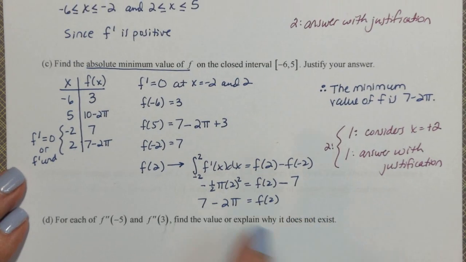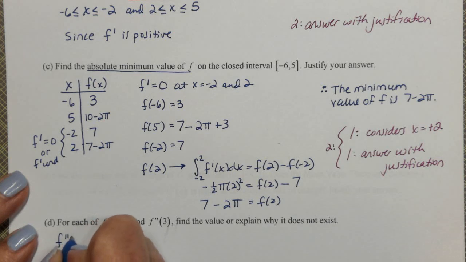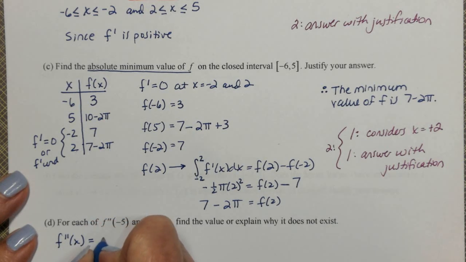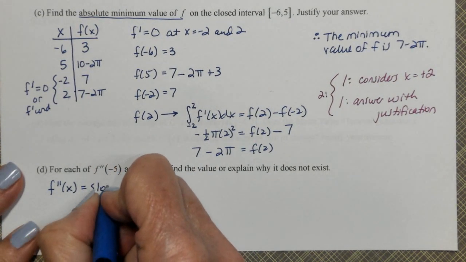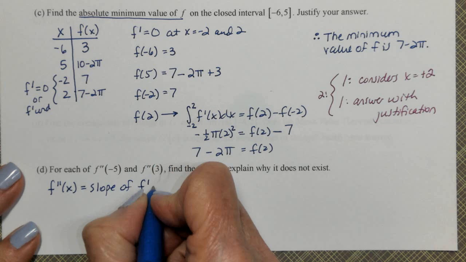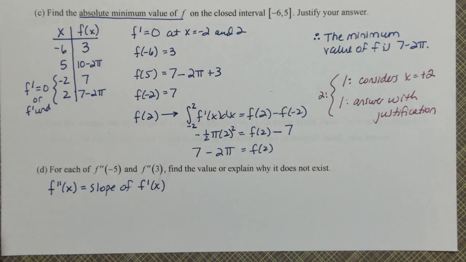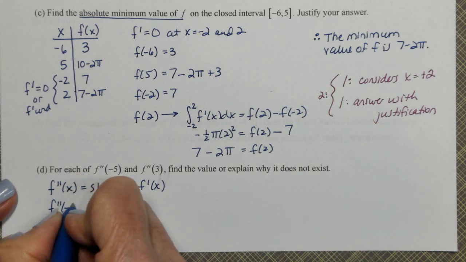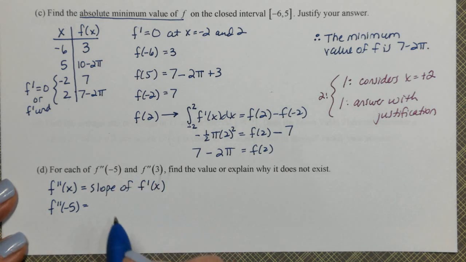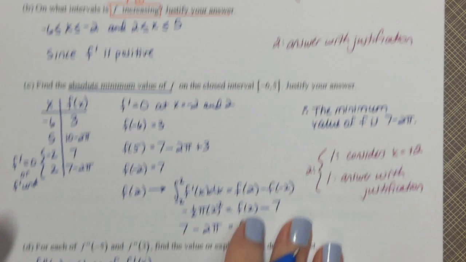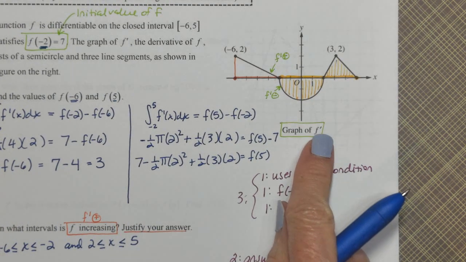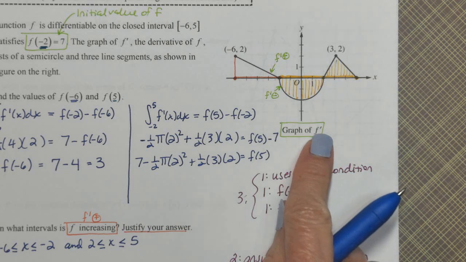Okay, well, f double prime is the derivative of f prime, so it is the slope of f prime. And f prime is the graph that we were given. So if they want f double prime of negative 5, we want the slope of f prime at x equals negative 5. So here's the graph of f prime.